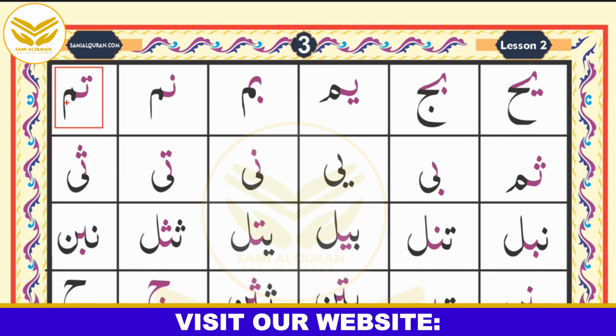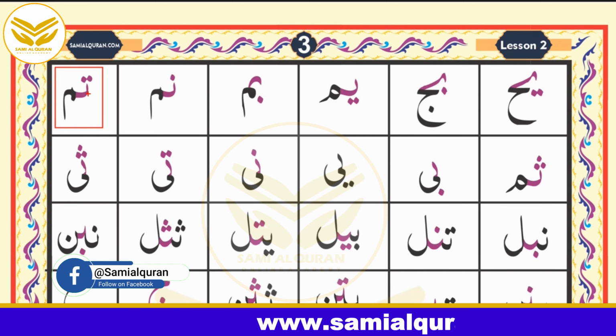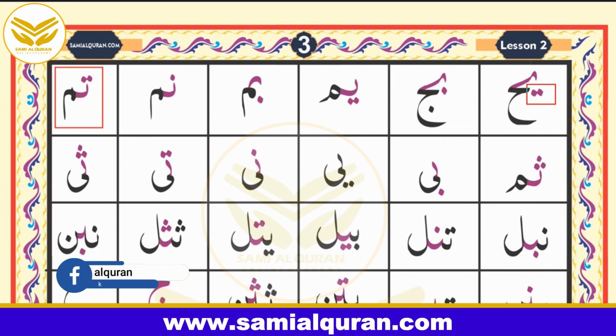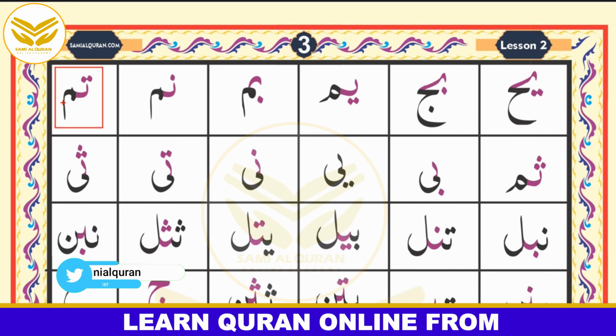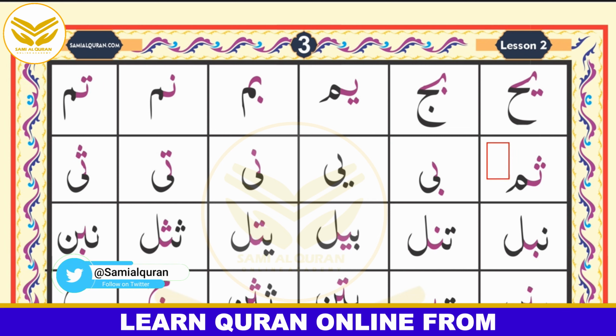Ta Mim. Here the purple one is the Ta because it has two dots on the top. Remember that Ya has two dots in the bottom. Don't forget that. So read again. Ta Mim. Next.